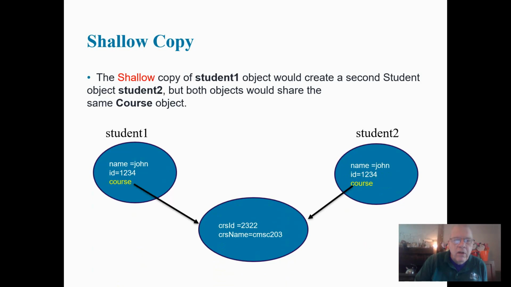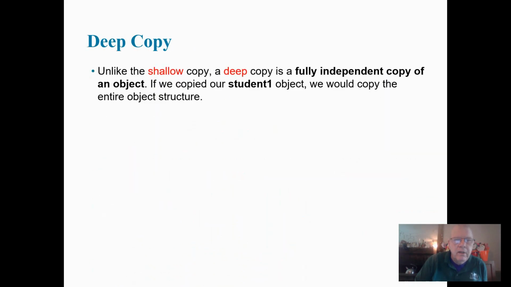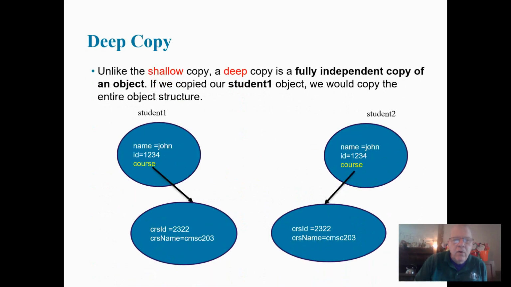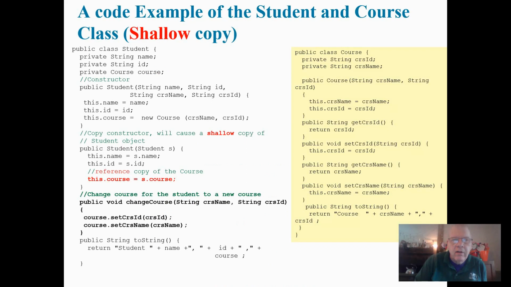Now, student2 could change the course because he points to the very same sub-object. A deep copy, though, would create a totally separate object for the course. So now if student2 decided to change courses, it wouldn't affect student1.